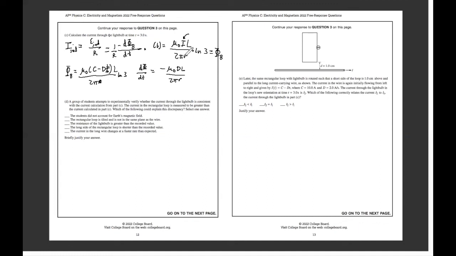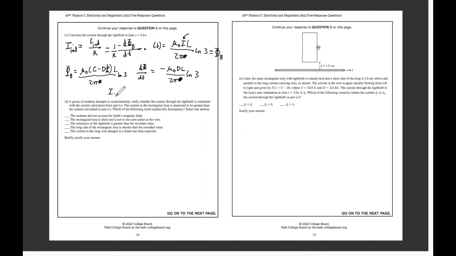Sorry, there's no r here. What am I doing? There's no r there. We integrated and got rid of the r, and there shouldn't be an r there. I do apologize about that. Yeah, so this is our derivative then, with a flux with respect to time. And then I just have to divide that by the resistance.